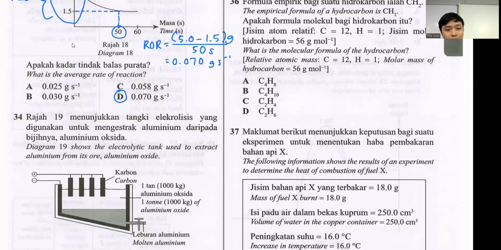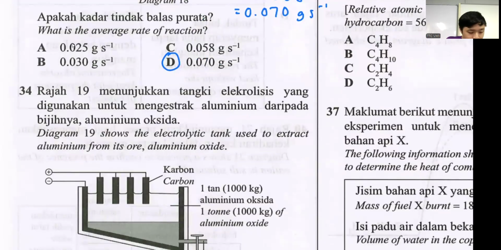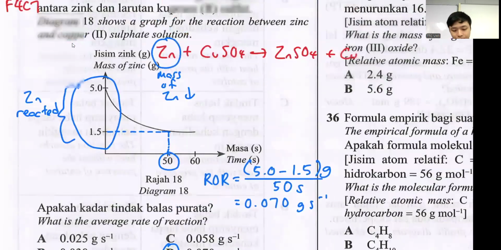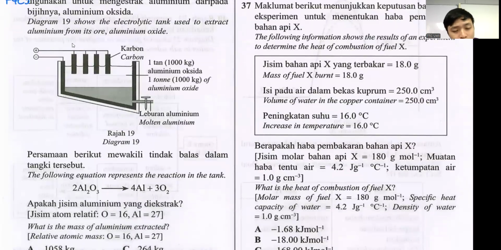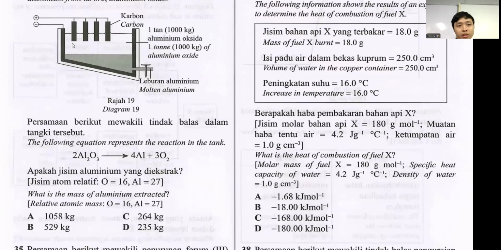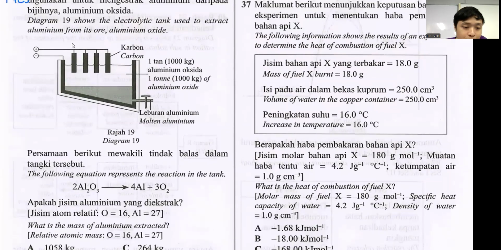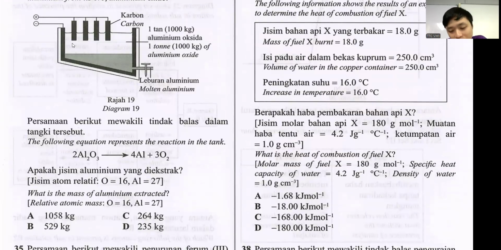Diagram 19 shows the electrolytic tank used to extract aluminum from its ore, aluminum oxide. Okay, this is form 4, chapter 3 calculation. The number of mole calculation. So they give you the equation, aluminum oxide undergoes this extraction to get aluminum and oxygen gas. Actually this concept is from form 5, chapter 1, extraction of metal, but the calculation is form 4, chapter 3.